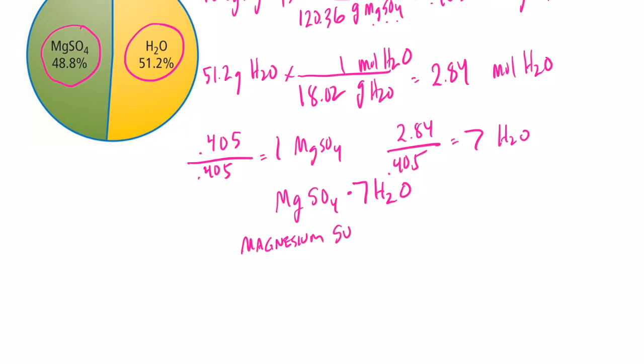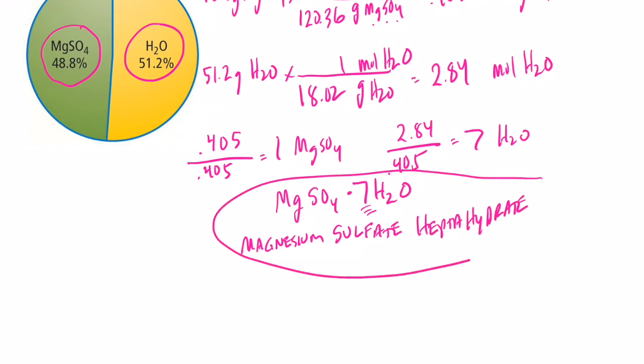SO4 is a polyatomic ion called sulfate. And just by the way, magnesium does not need Roman numerals. And then the Greek prefix for 7 is hepta. And then we end it with hydrate. So the formula, MgSO4·7H2O, excuse me, and the name magnesium sulfate heptahydrate. All right, there you go.